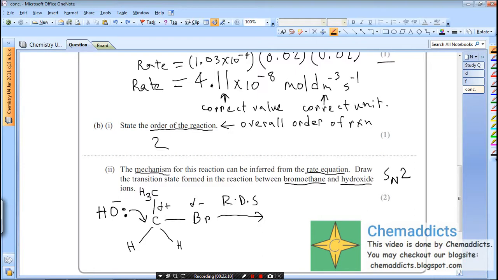Here the bond breaks heterolytically, and the hydroxide comes in, and here we will get the transition state. They want us to find the transition state. For your better understanding, I am doing the whole mechanism for you. Give me your feedback on this.